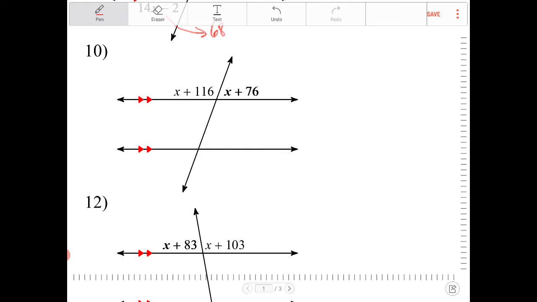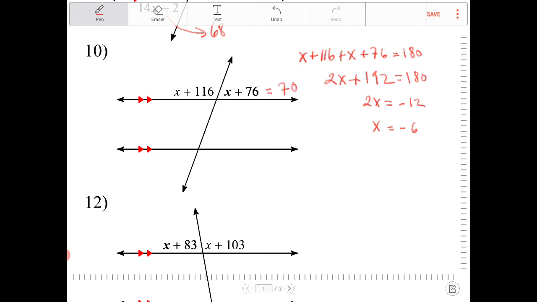Okay. Here, these two angles are adjacent and they are part of a straight line, so therefore they're supplementary. x plus 116 plus x plus 76 will equal 180. Combining like terms, I end up with 2x plus 192 is equal to 180. Subtract both sides by 192, I end up with 2x is equal to negative 12. Divide negative 12 by positive 2, I end up with x is equal to negative 6. If x is equal to negative 6, that means this will equal 70. And that's pretty much it.